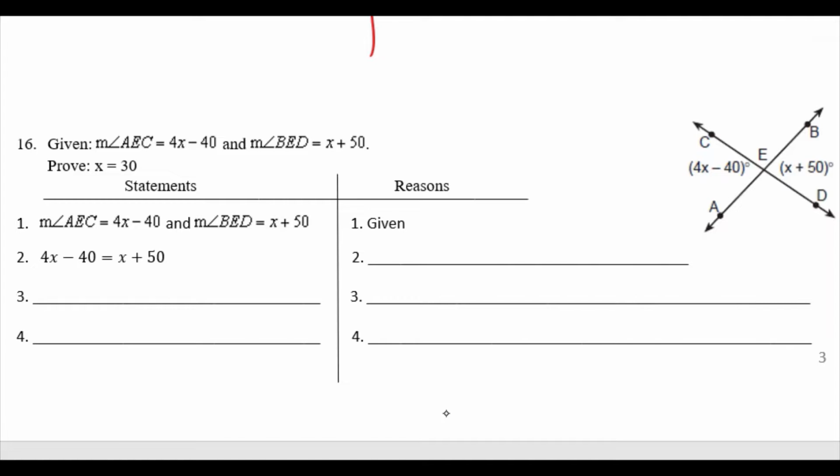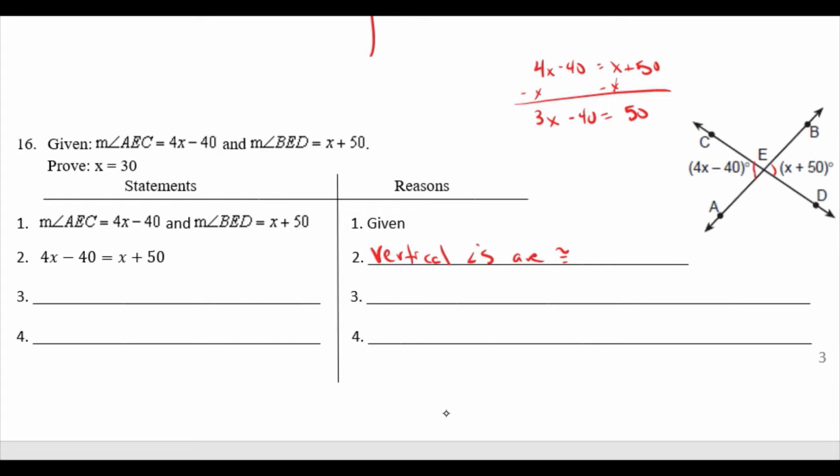So we know that in the diagram, these two lines cross. These two angles are equal. So we know 4x minus 40 is equal to x plus 50. These are vertical angles, congruent. They are vertical and equal. And then we're going to solve for x. So we would normally, okay, take our 4x minus 40 equals x plus 50. We would subtract x from both sides to get 3x minus 40 equals 50.